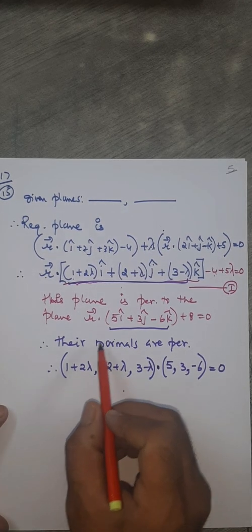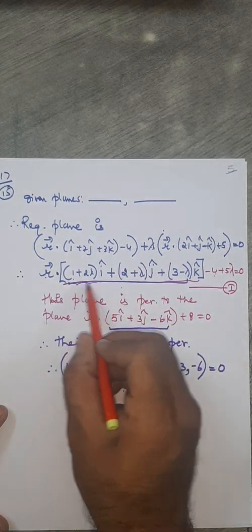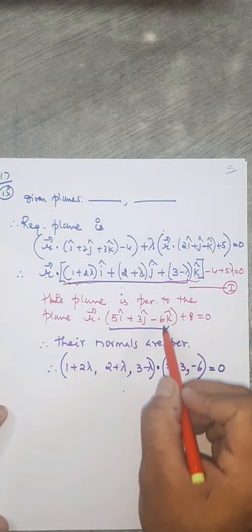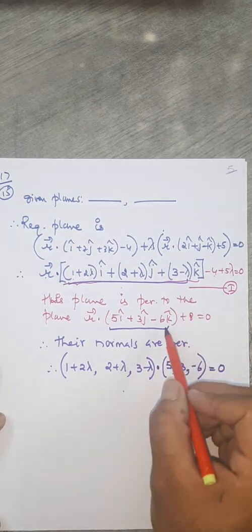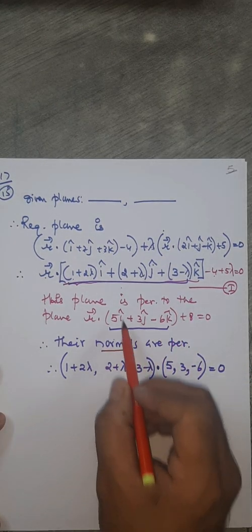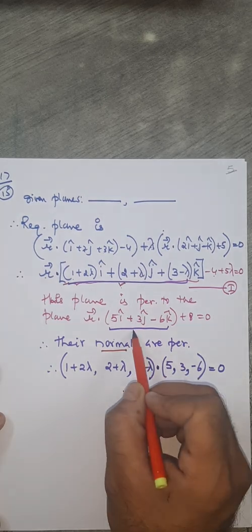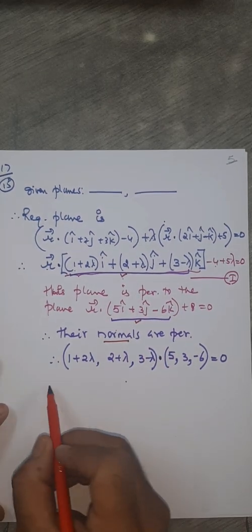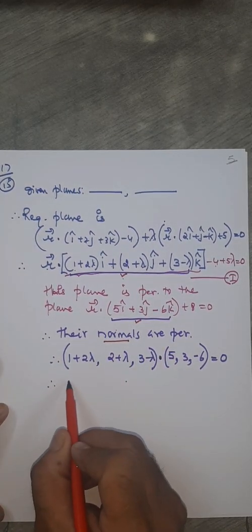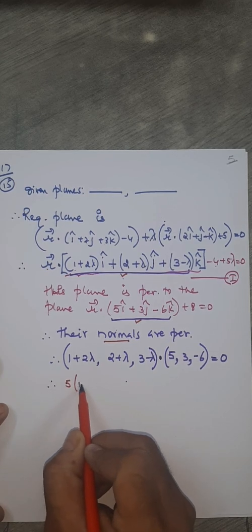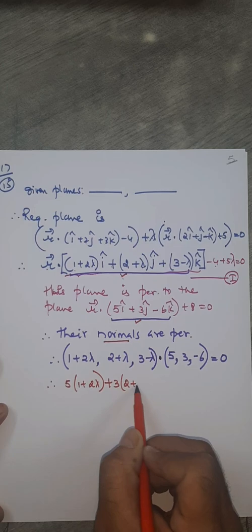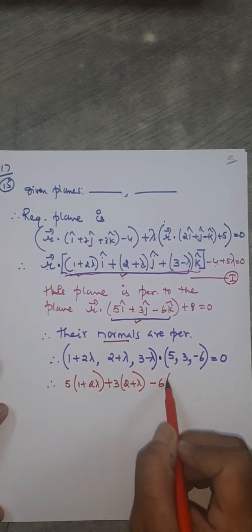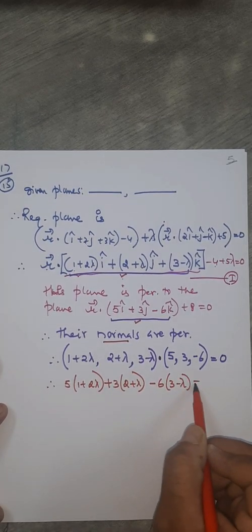I repeat this step. This is the required plane and this is the given plane. These two planes are perpendicular. That's given in the question itself. Therefore, the normals are perpendicular. So the dot product of this normal and this normal must be 0. That's what I've used. Now we are using this. So we'll get 5 into 1 plus 2 lambda, plus 3 into 2 plus lambda, minus 6 into 3 minus lambda, equals 0.